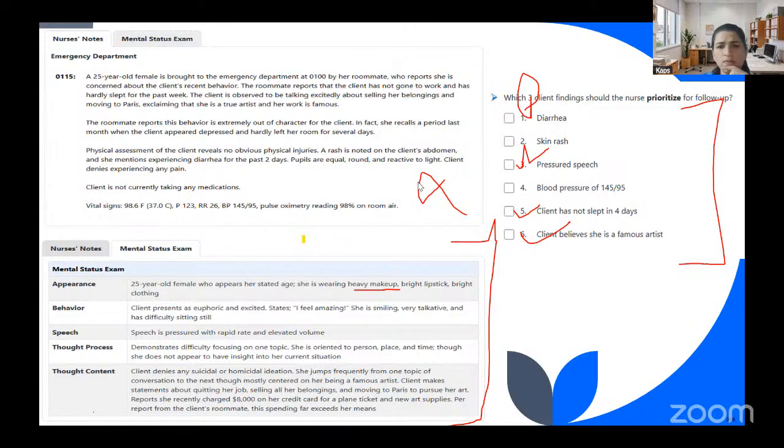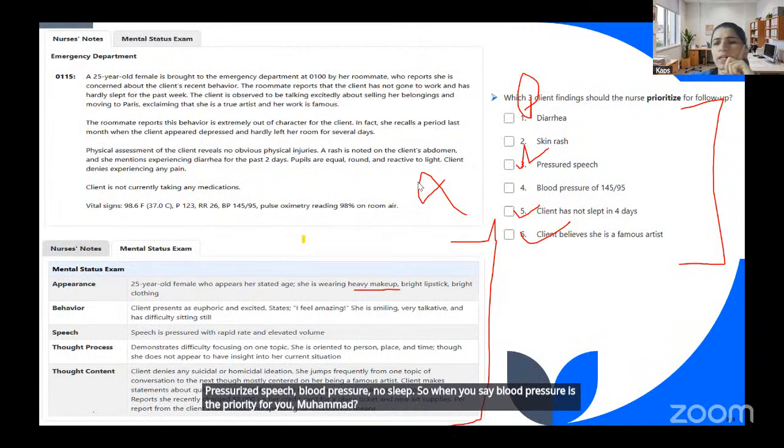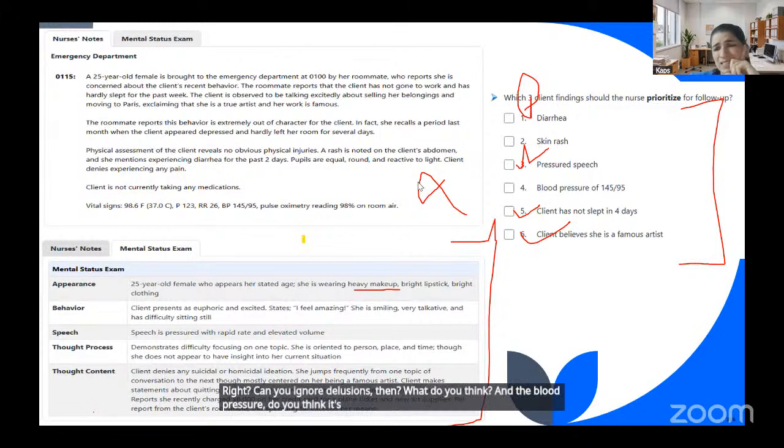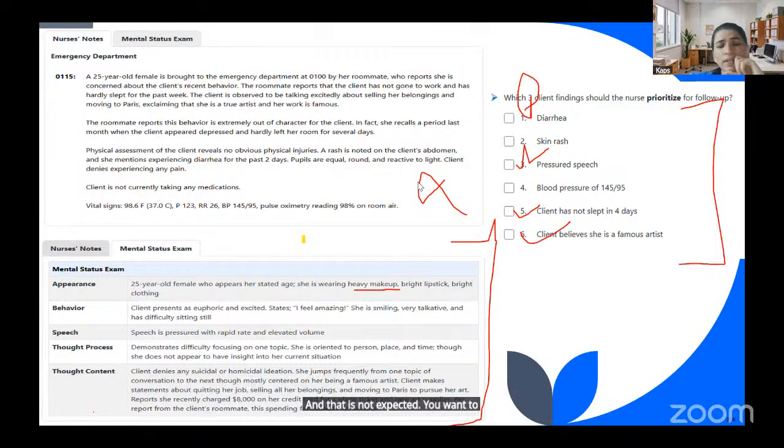Pressurized speech, blood pressure, no sleep. So when you say blood pressure is the priority for you, Muhammad, right? Can you ignore delusions then? What do you think? And the blood pressure, do you think it's that high that it's an emergency and not expected, that you want to look into right away? Right? This is my question then for you.